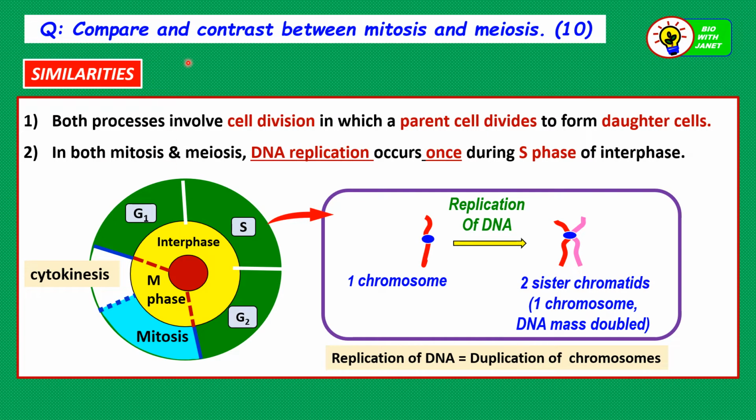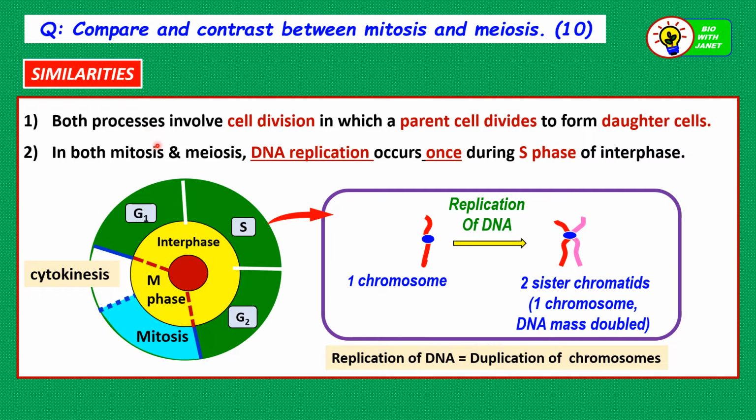Let's look at this very important question. Compare and contrast between mitosis and meiosis, 10 marks. This question on the comparison between mitosis and meiosis can be asked in the SPM, in the essay question, structured question, or even objective questions, right? So let's find out the similarities and the differences. When we say the word compare, we have to mention or state some similarities and some differences.